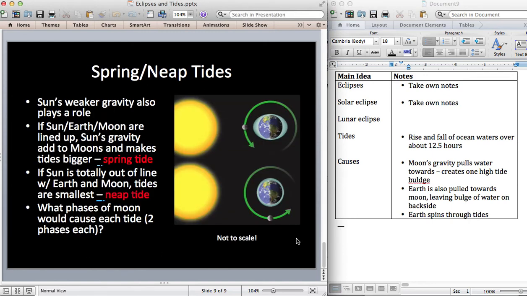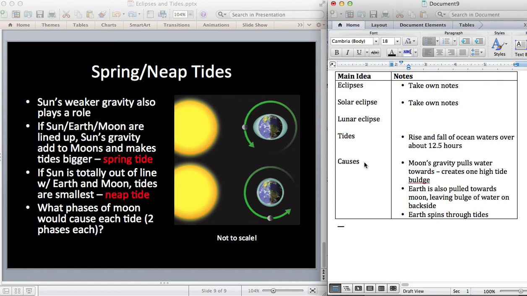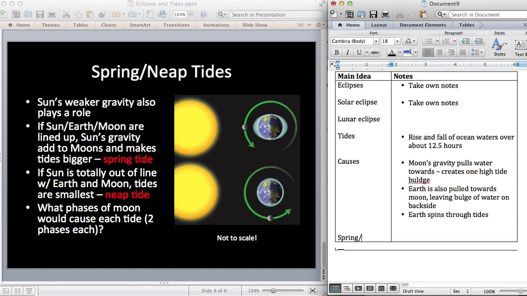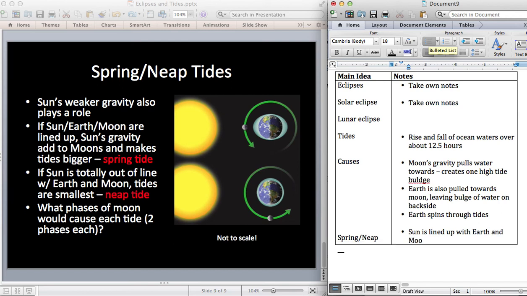Lastly, how does the sun play a role? The sun creates what we call spring and neap tides. This is just some older terminology to describe really big high tides and really smaller high tides. So if the sun is lined up with the Earth and the moon, the high tide is higher, and we call that a spring tide. Which makes sense. The sun's gravity is adding into the moon's gravity, so that bulge is just a little bit bigger. The Earth is pulled a little bit farther, so that bulge is a little bit bigger as well.